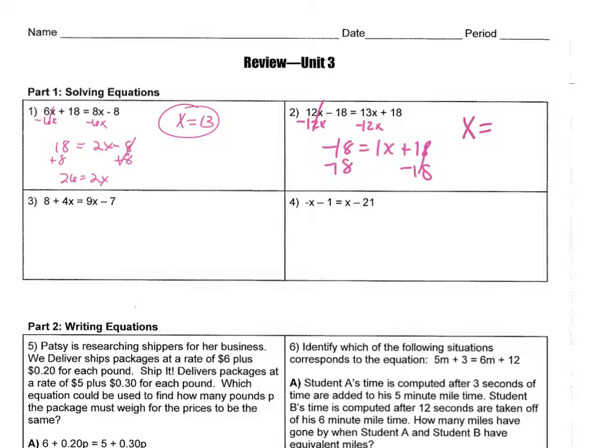0. Nope. Negative 18 minus 18 in your calculator. You don't even have to do the 36. Negative 36.